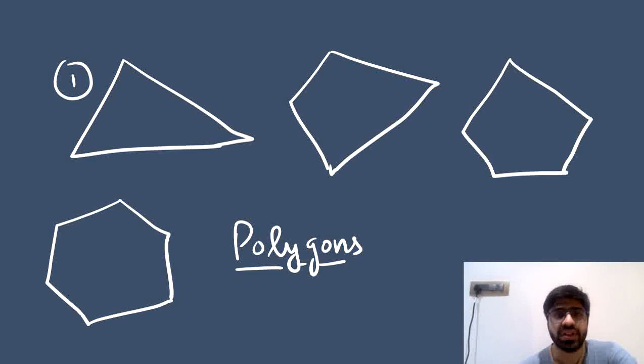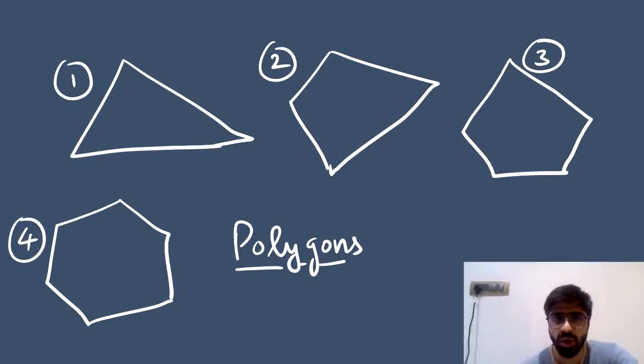It's consisting of three sides, so you can call it a polygon also. The second figure is also a polygon. It is a four-sided polygon. This is a five-sided polygon, and the fourth figure you see here is also a polygon. It is a six-sided polygon. Now, if the length of every side is going to be equal, then we call it a regular polygon.